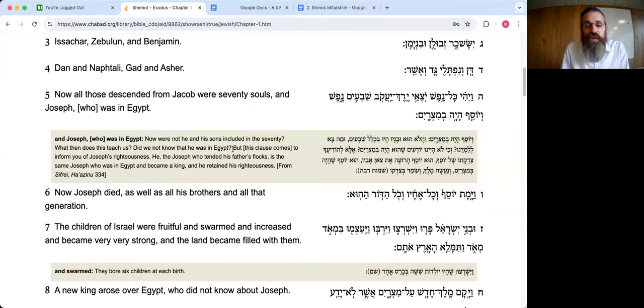The Joseph who tended his father's flocks is the same Joseph who was in Egypt and became a king, and he retained his righteousness." This comes from Sifri. So the point is, Joseph is still part of the 70, he's still part of the family, he's still part of his righteousness, despite the fact that he was in Egypt, despite the fact that he was in a culture that was the antithesis of the culture that he grew up in.